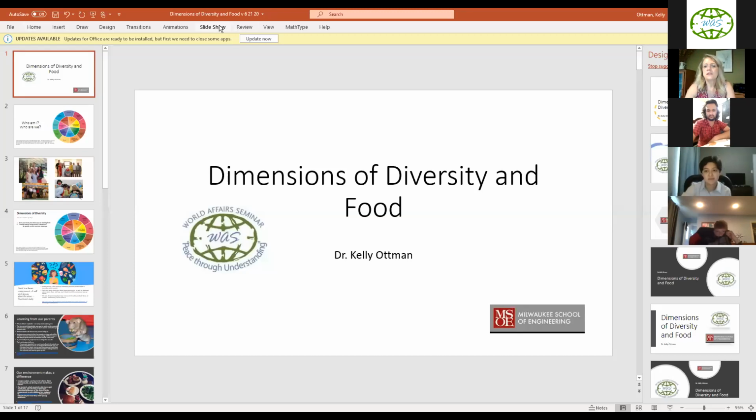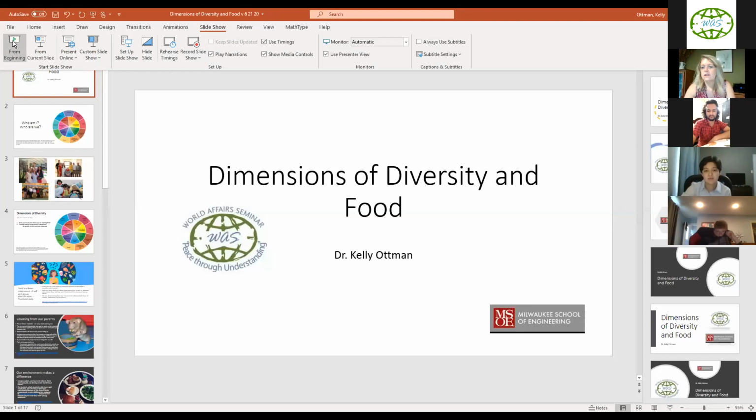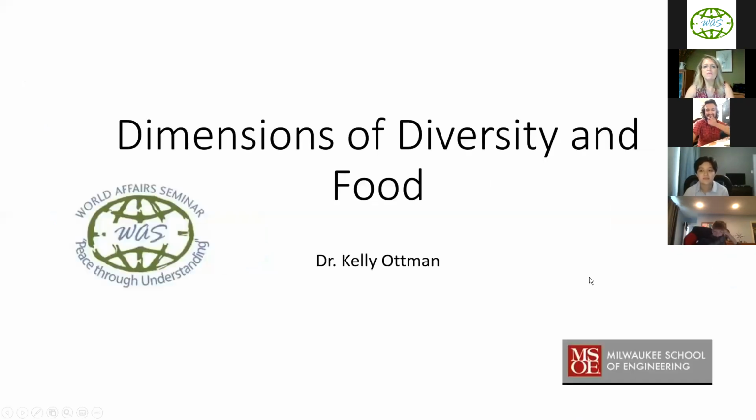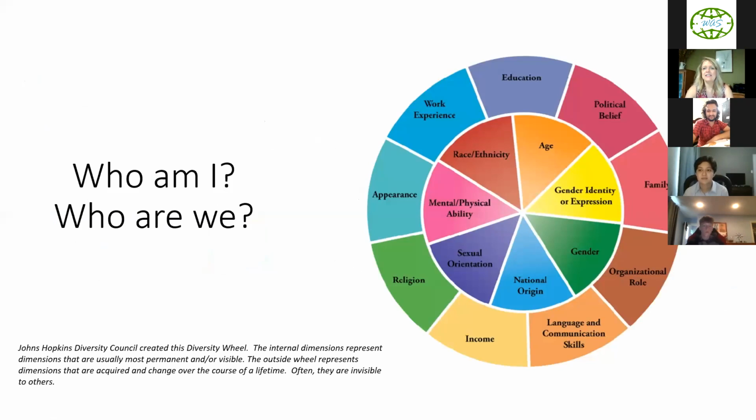All right, so we're going to talk about dimensions of diversity and food. When we think about it, who are we? Who am I? Who are you? This is actually a model from Johns Hopkins. And if you listen to anything about COVID, Johns Hopkins is oftentimes, in the US at least, and I think in the world, the go-to place for COVID data. They're world renowned, and they have a commitment to diversity and inclusion and understanding that. So I'm using their model to help us understand who we are.